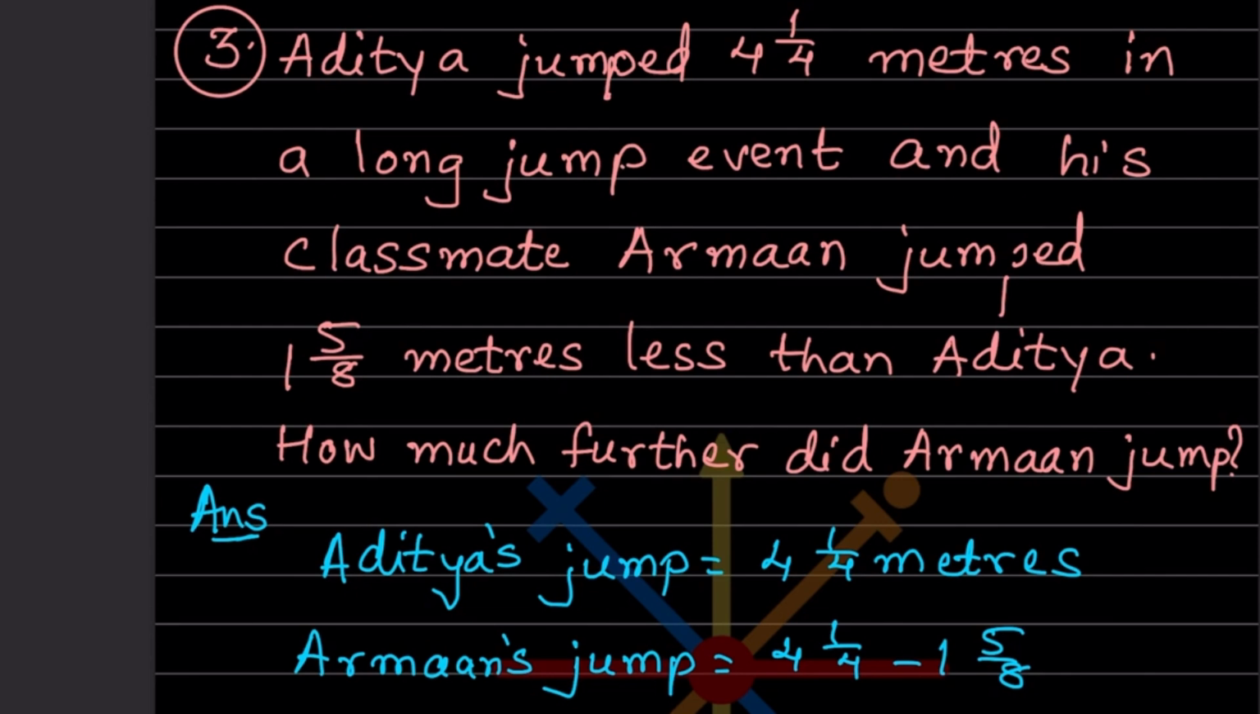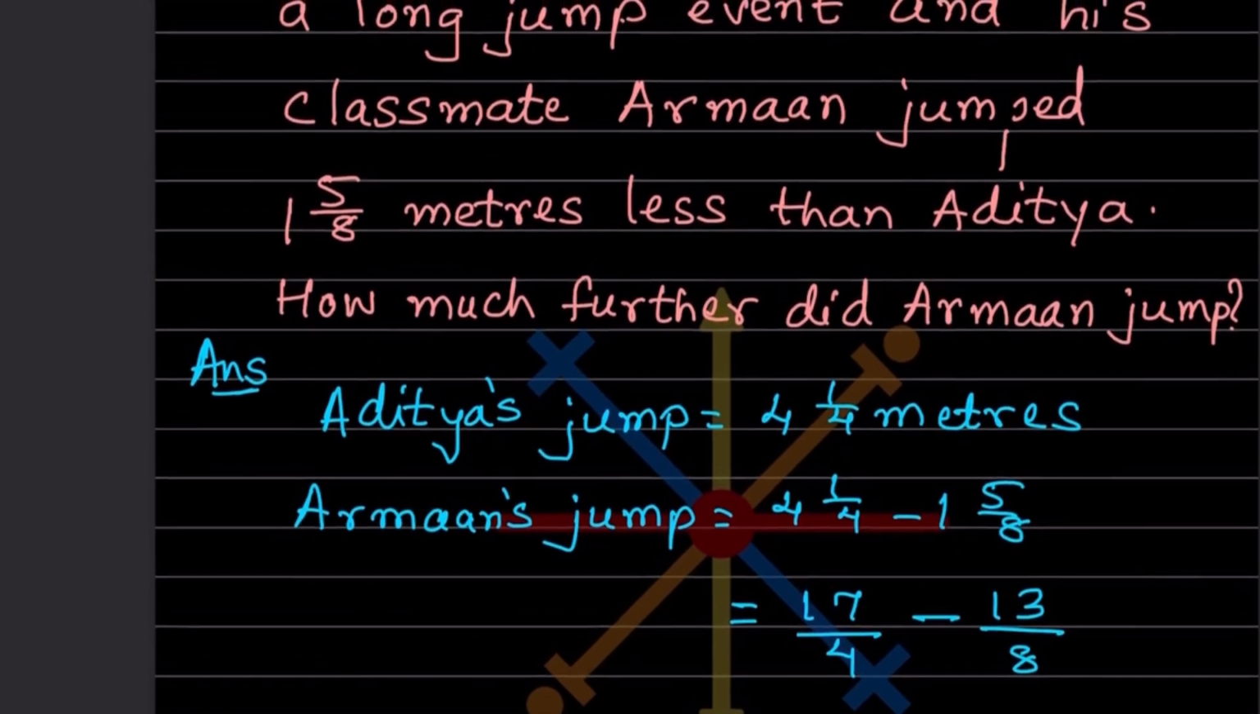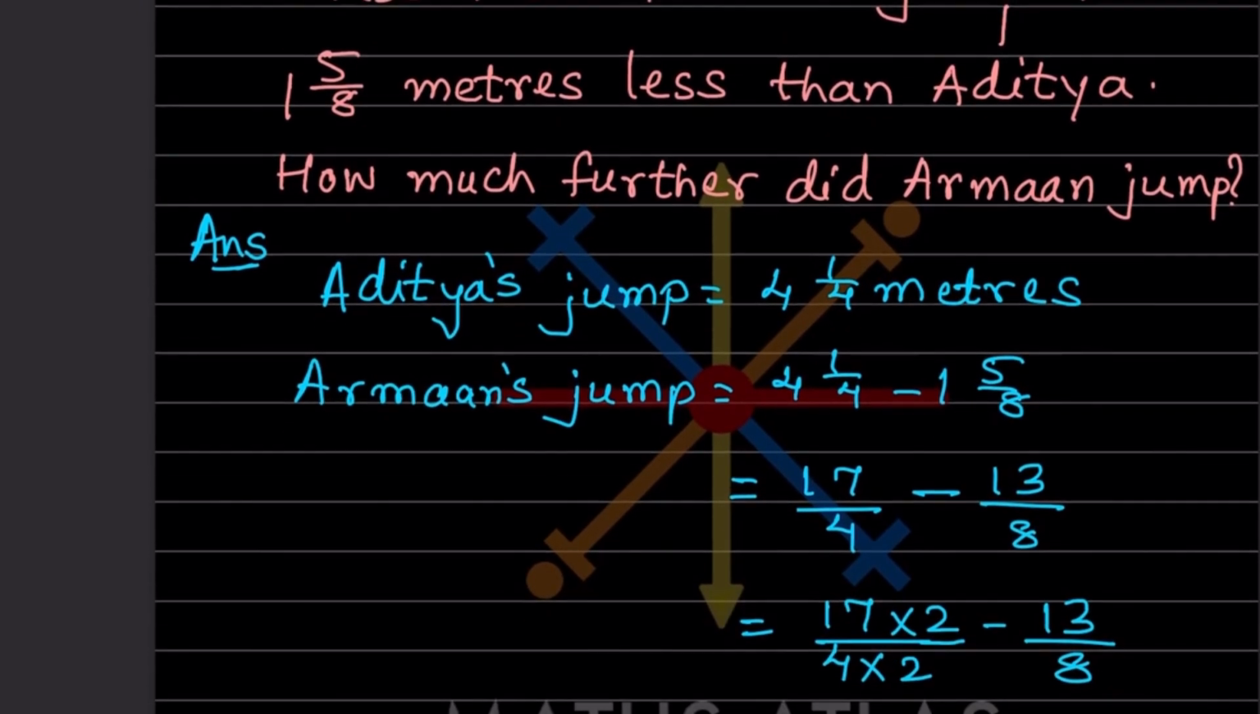So what are you going to do? Here they said less than Aditya. So this 4 integer 1 by 4, you are going to subtract this 1 integer 5 by 8. So Arman's jump is not given directly. So here both of them will be changed to improper fractions. Now look at here, this is 4 and 8. When you take the LCM of these, the LCM will be 8. So what are you going to do? This you are going to multiply by 2. You have to make the denominator same.